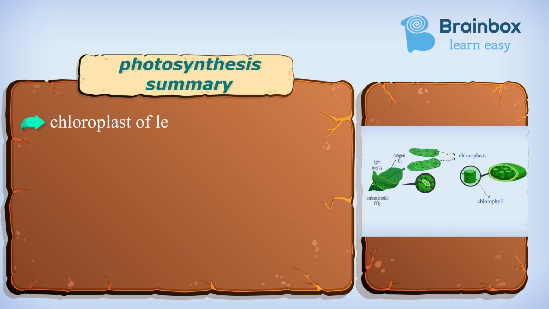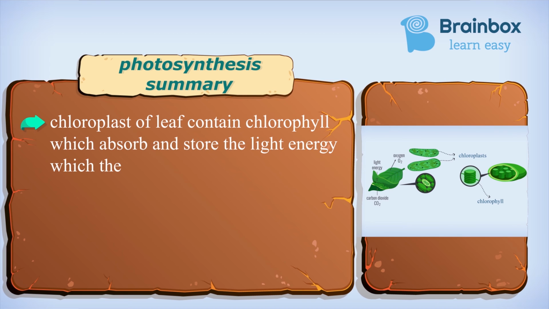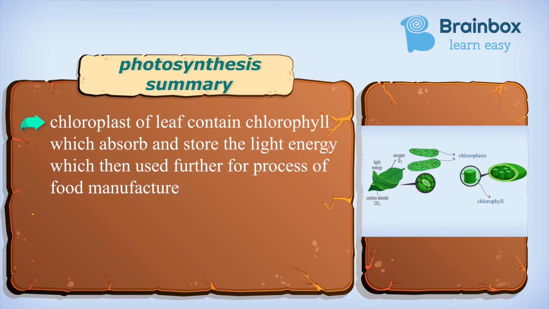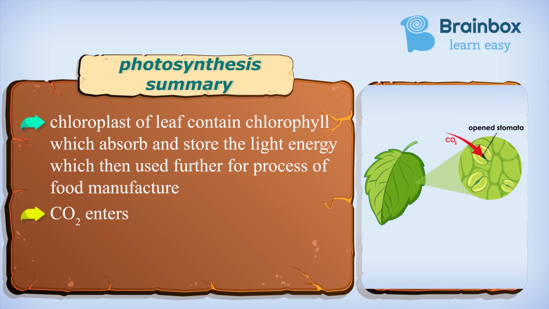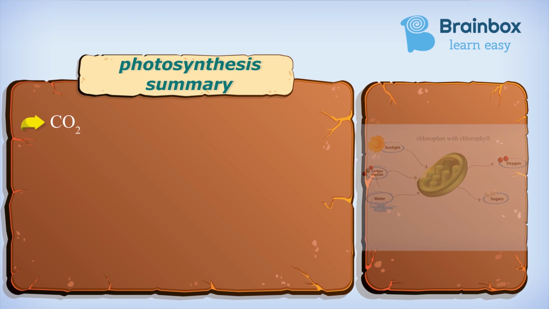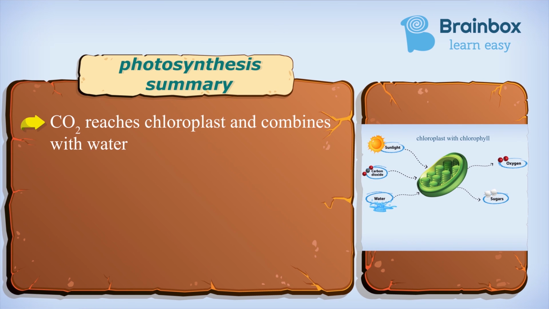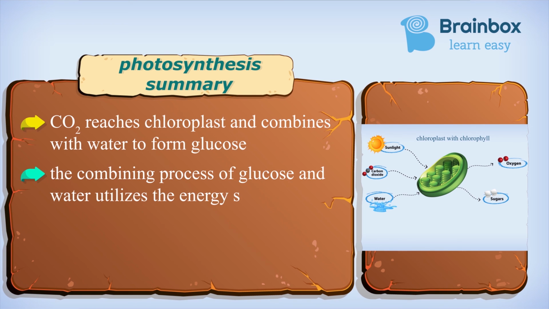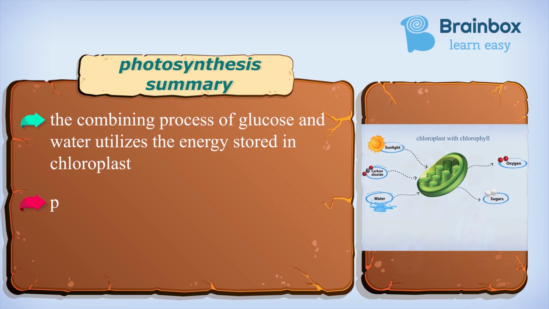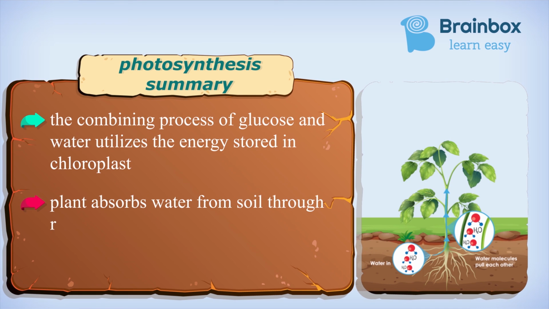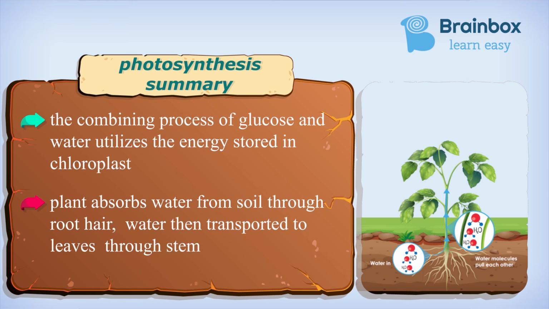The chloroplast of the leaf contains chlorophyll, which absorbs and stores light energy, which is then used further for the process of food manufacturing. Carbon dioxide enters the leaves through pores called stomata. From the atmosphere, carbon dioxide reaches the chloroplast and combines with water to form glucose. This combining process utilizes the energy stored in the chloroplast. Now the plant absorbs water from soil through root hair. Water is then transported to the leaves through the stem. These are the detailed headlines to summarize photosynthesis.